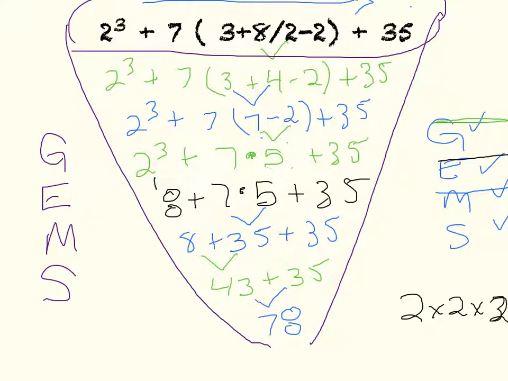So in solving order of operations using GEMS, we see that it's not a quick process, but if you do your equation one step at a time, always working from left to right, you will eventually come up with your answer.